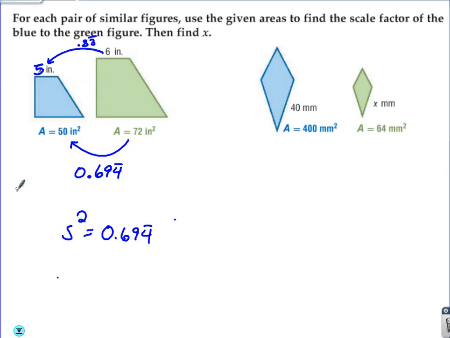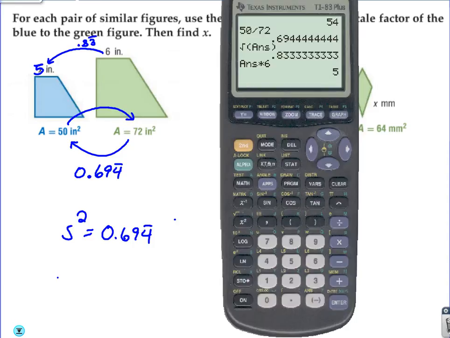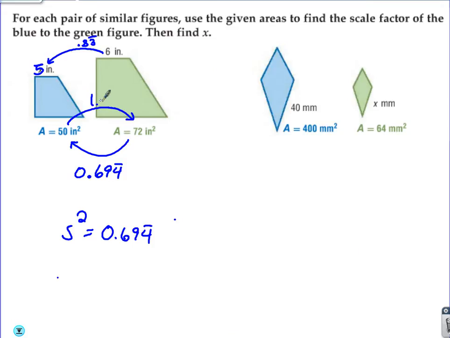The scale factor of the blue to green figure, well, we did it backwards, didn't we? I think we did it the easier way. But if you want to do the scale factor of the blue to green, instead of 50 divided by 72, you'd have to do 72 divided by 50. And it might actually have been a nice, neat whole number. 72 divided by 50. Yeah, 1.44. That was a little bit cleaner. So the scale factor the other direction is 1.44.